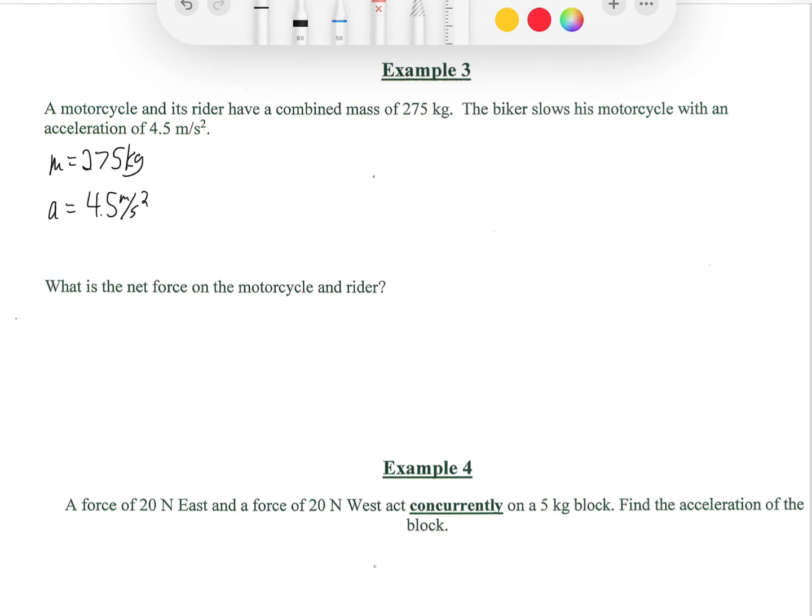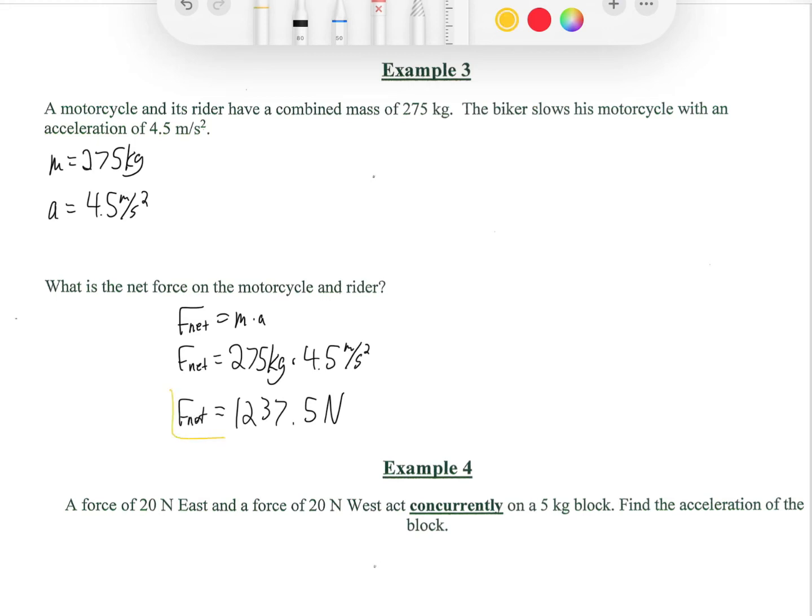We can use our formula from before. F net equals mass times acceleration. So we can plug in our numbers: F net equals 275 kilograms times an acceleration of 4.5 meters per second squared. From there, we get our answer of 1,237.5 newtons. We must remember our units of newtons, which we represent with a capital N.